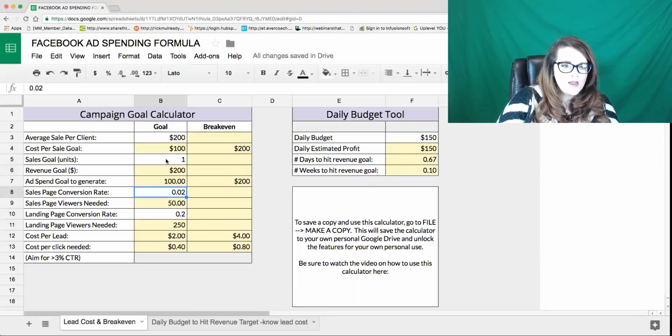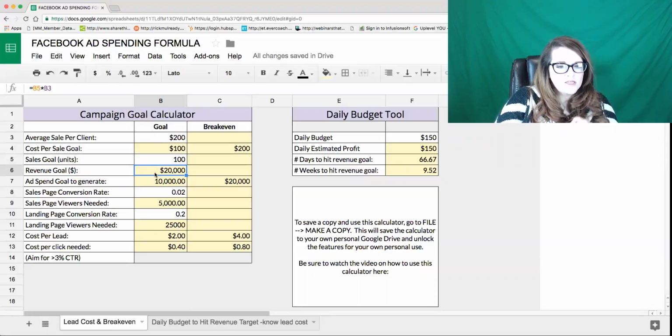However, let's say we have a sales goal unit of 100 units. So we want to sell 100 units at $200. We want to make 20 grand from this Facebook ads campaign. It's going to automatically calculate an ad spend goal to generate of around half. So we would be profiting around $10,000 here. And it's going to start to calculate out what our cost per lead can be and our cost per click.